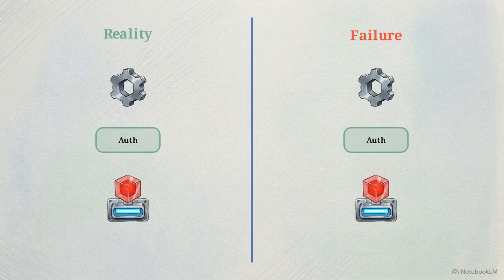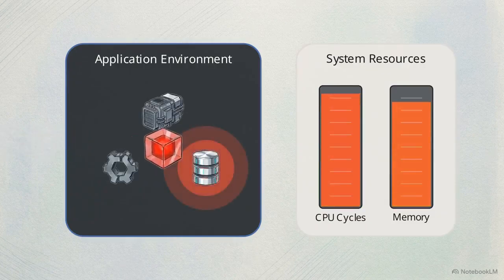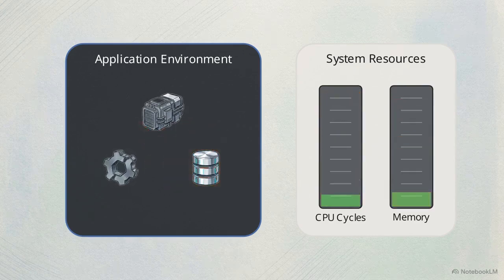By rejecting the bad traffic at the very first gate, the server protects the application logic. It saves massive amounts of CPU cycles and memory that would have otherwise been wasted processing an invalid request.